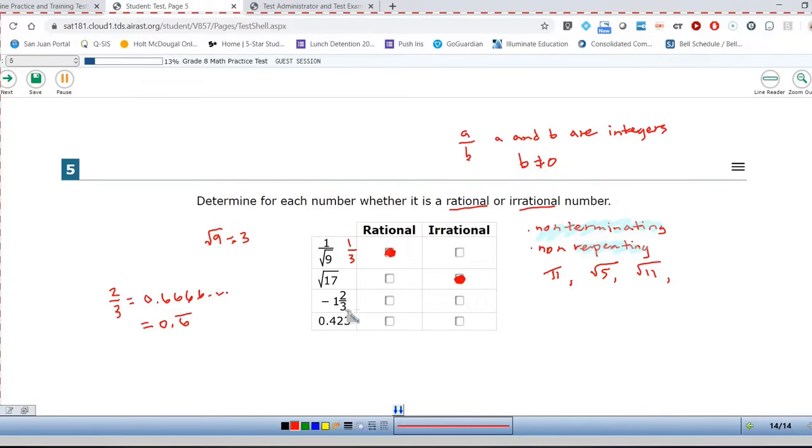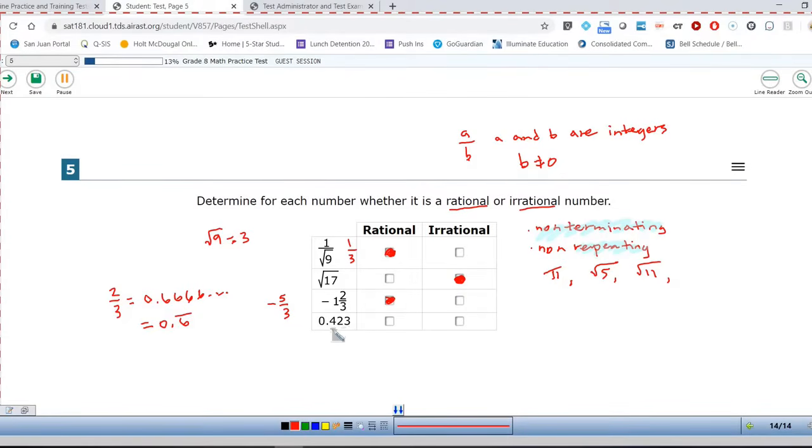All right. And the other way to think about this is I could change this to a fraction. This is not a fraction, by the way. People mistakenly call this a fraction. This is a mixed number. I can go 3 times 1 is 3. 3 wholes plus 2 extras. This can be written as -5/3, which of course makes it rational.